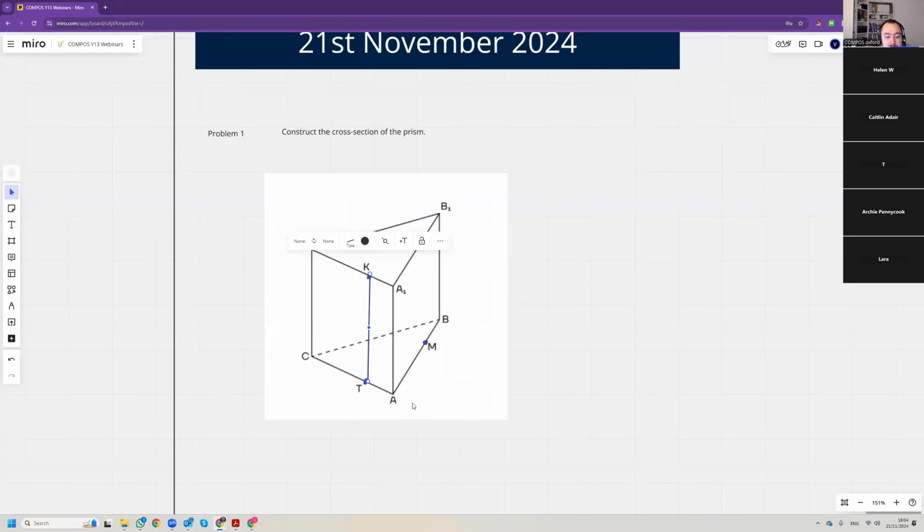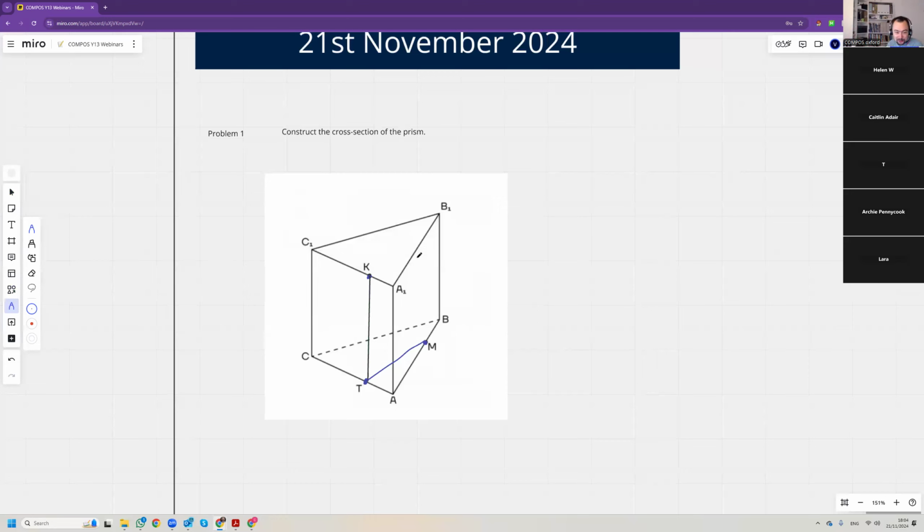And then there's going to be a straight line going through TM. And then this plane is going to cut the well, it won't slide. Basically, you cut off a slice of the prism.